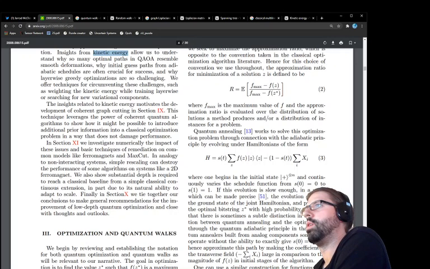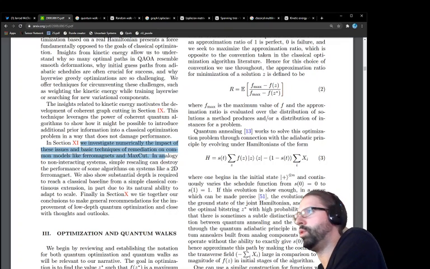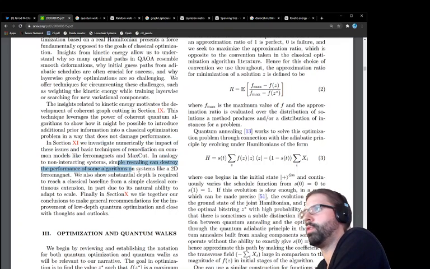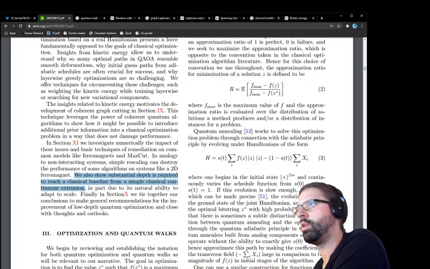What else do we have here? We investigate numerically the impact of these issues and basic techniques of remediation on common models like ferromagnets and MaxCut. In analogy to non-interacting systems, simple rescaling can destroy the performance of some algorithms on systems like a 2D ferromagnet. We also show substantial depth is required to reach a classical baseline from a simple classical continuous extension.